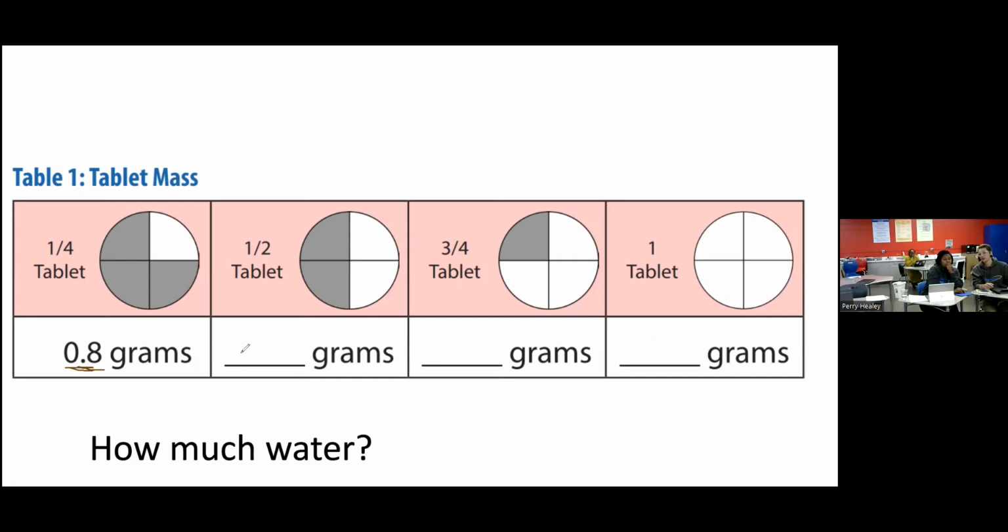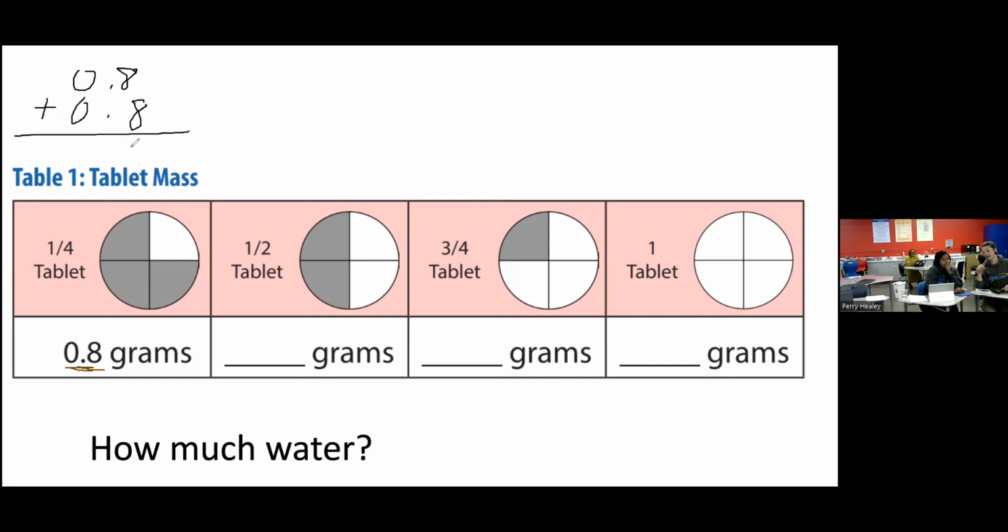I then tell students if a fourth of a tablet is 0.8 of a gram, then how much is 1/2 of a tablet? Typically, it'll take students a while to understand this, and sometimes I'll give them an algorithm or a way to solve the problem on the screen. Ms. Bundy, Kiana is writing right now. This is a scaffold that helps students that can't do this math in their head.